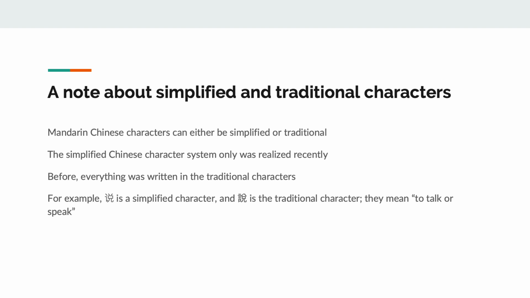This is a note about simplified and traditional characters. Mandarin Chinese characters can either be simplified or traditional. The simplified Chinese character system only was realized recently. Before, everything was written in the traditional characters. For example, 说 is a simplified character, and 說 is the traditional character. They mean to talk or speak.